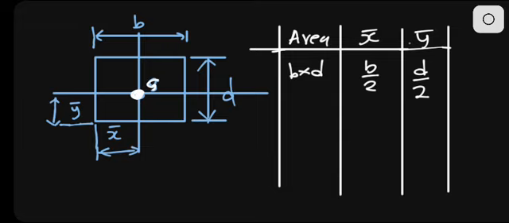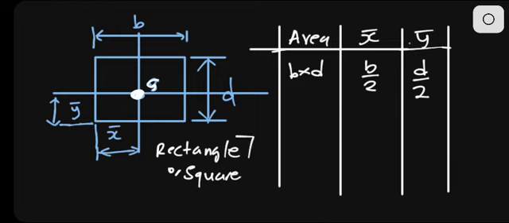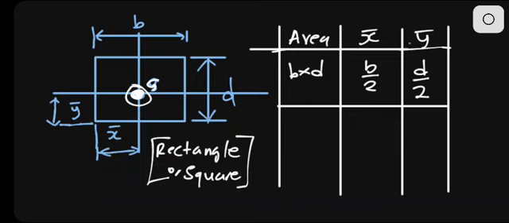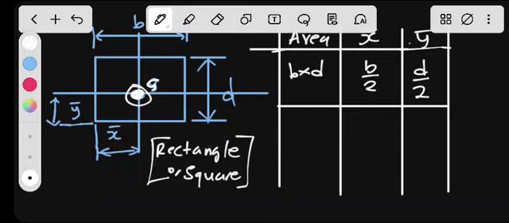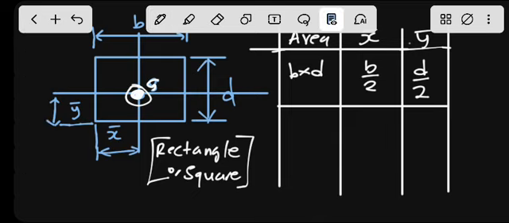This is how we can get it when you're dealing with a rectangle or a square. If we're given this object to be a rectangle or a square, this is how you go about determining it. We know the area will be the same. This is how you determine y bar and x bar, and where they intersect will be the position of the centroid for this object.